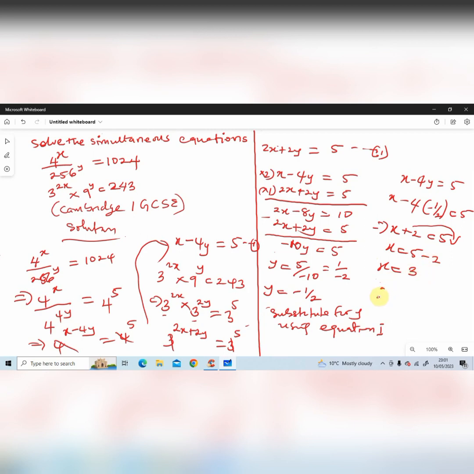Therefore, x is equal to 3 and y is equal to minus half.